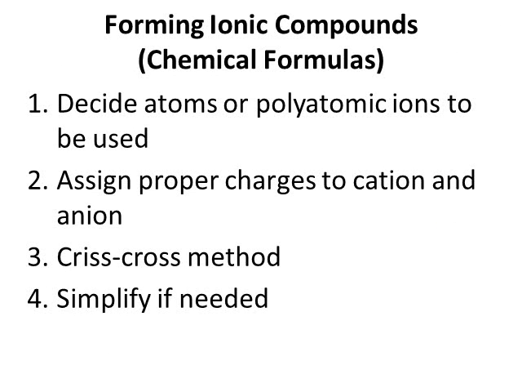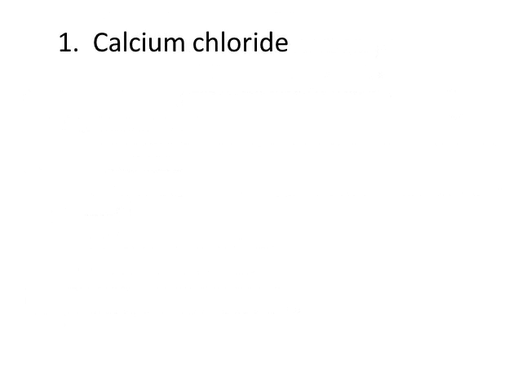All right, so let's look at how we form an ionic compound. We have to look at the atoms or polyatomic ions. We have to assign their proper charges, known as an oxidation number. We have to crisscross and then simplify. So let's look at calcium chloride.